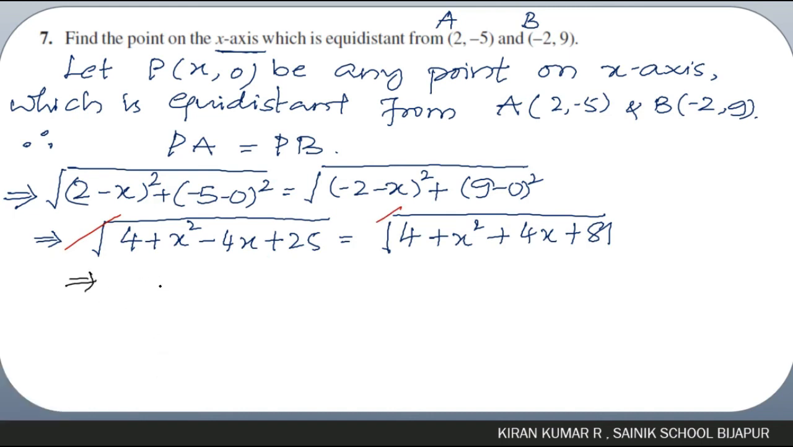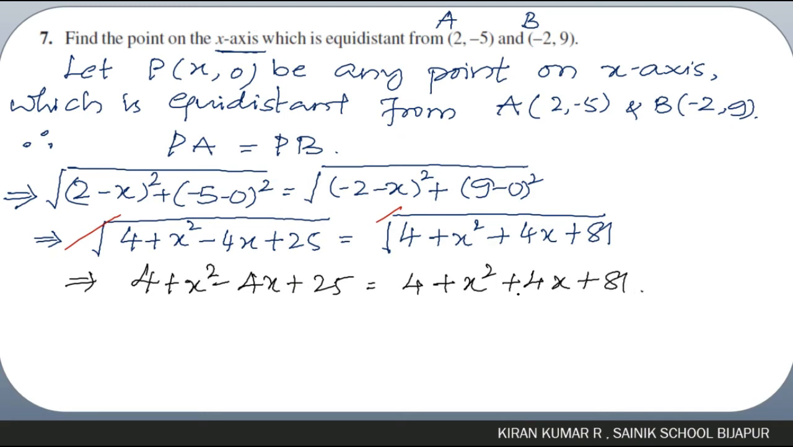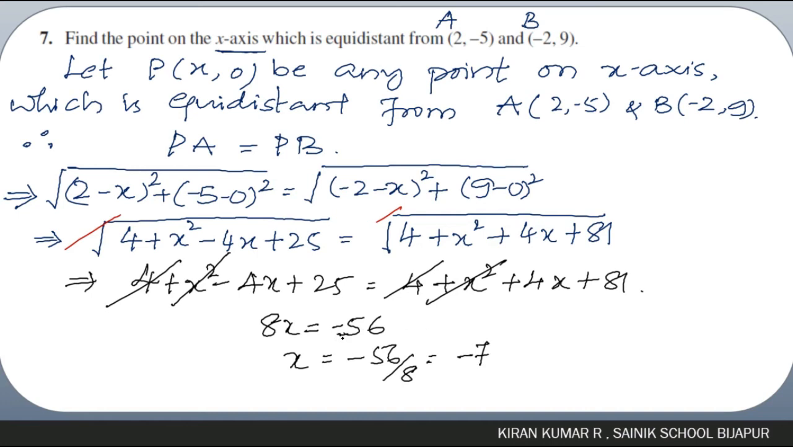Then we get 4 plus x square plus minus 4x plus 25 equal to 4 plus x square plus 4x plus 81. Observe here, x square gets cancelled, 4 also cancels. We'll be getting 8x equal to minus 56. So x value is minus 56 by 8, which is minus 7.